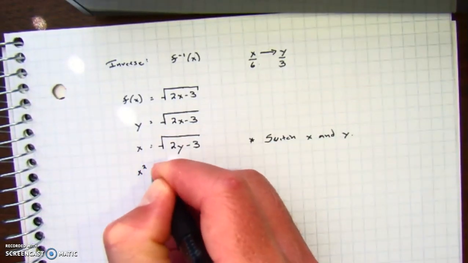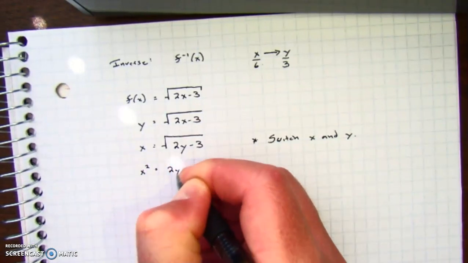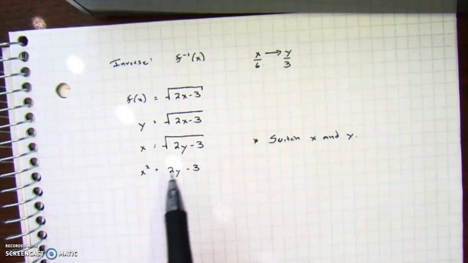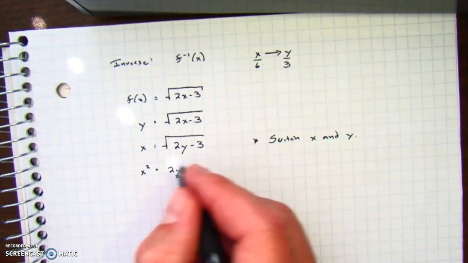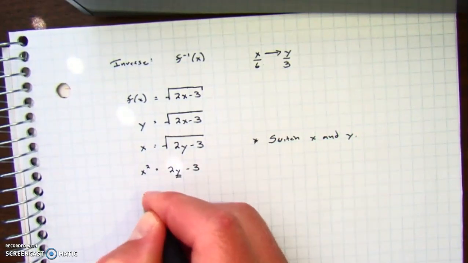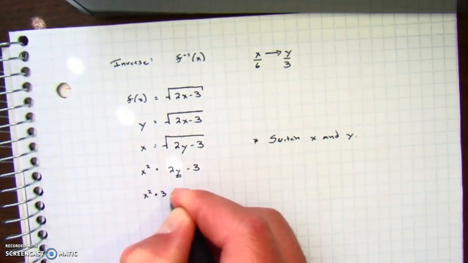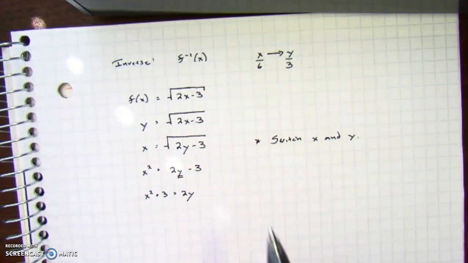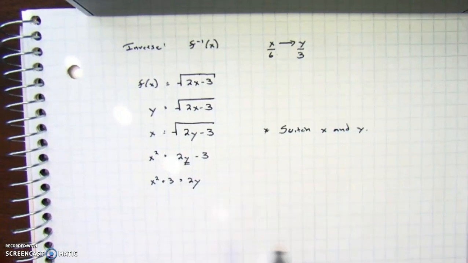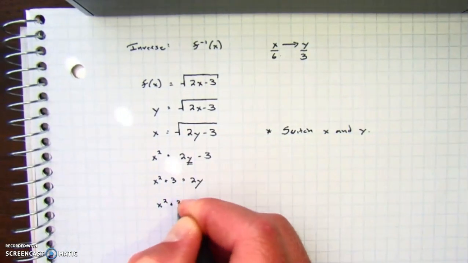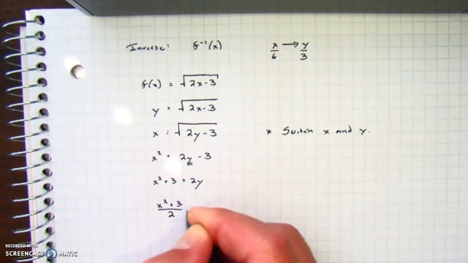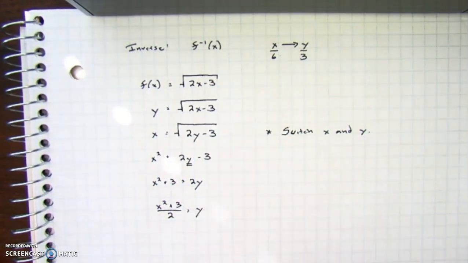So I've got x squared equals 2y minus 3. Then I want to get y by itself, so I've got to get rid of that 3. Let's add 3 to both sides. Got x squared plus 3 equals 2y. Then last but not least, because I'm solving for y, I'm going to divide by 2. So I've got (x squared plus 3) over 2 equals y.